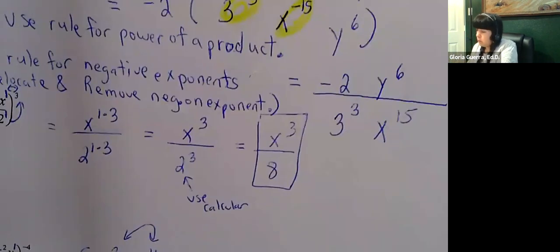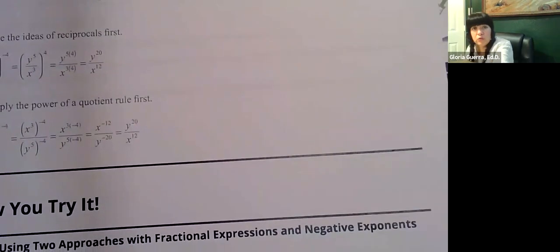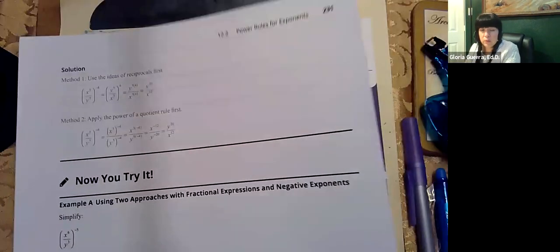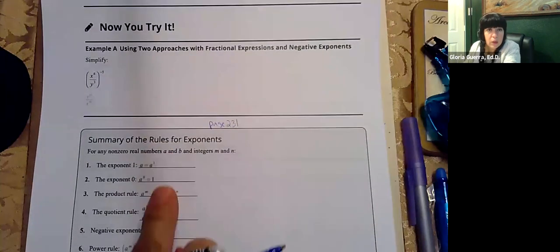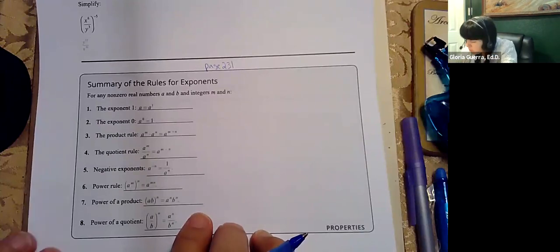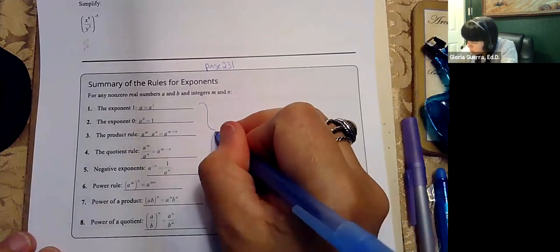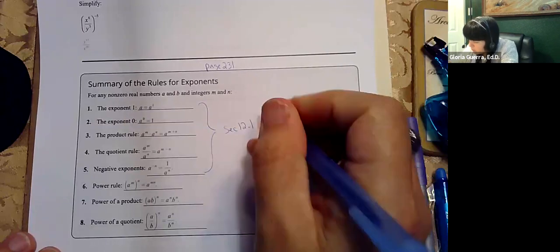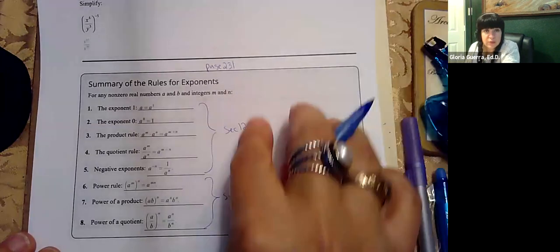Okay, now last thing we're going to do is the true and false. And last thing I want to tell you is just on page 231. On page 231, they have a summary of all the rules from the very beginning. It looks like all of these are section 12.1, and then all of these are section 12.2 on page 231. So that's a good thing to know.